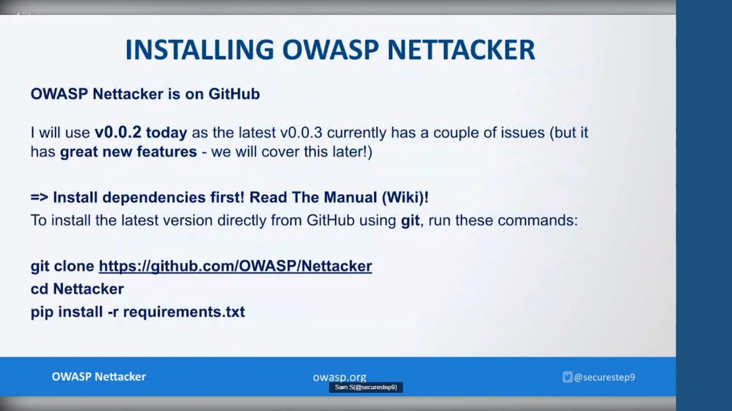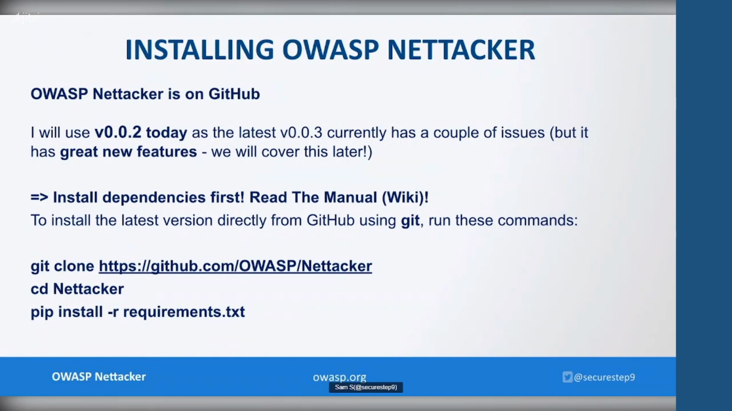So regarding installing OWASP Nettacker, OWASP Nettacker is available on GitHub, and I will be using version 0.0.2 today, which is the old version. The latest version has a couple of issues because we are making a very big leap from using Python in modules to using YAML in modules. And I will speak about this at the end of this presentation. There's lots of great new features in there. So if you wish to install, please use version 0.0.2 today.